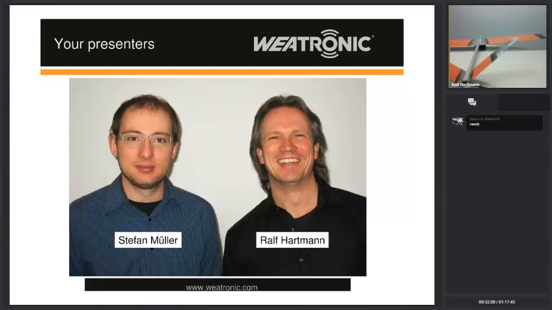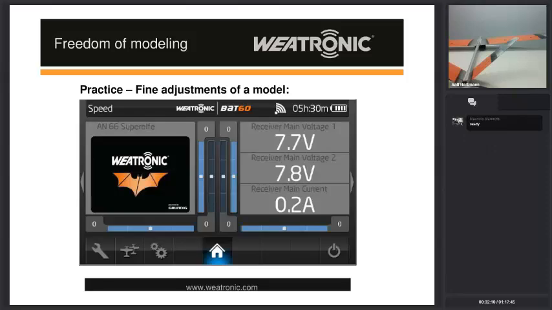Okay, but let's start directly in the practice, fine adjustment of a model. To summarize what we did last time, we were programming our nice little model you see here on the table. It was the Caldera, and we will look at the screen of the Bat 60 again. We already connected the radio via Wi-Fi with our PC.